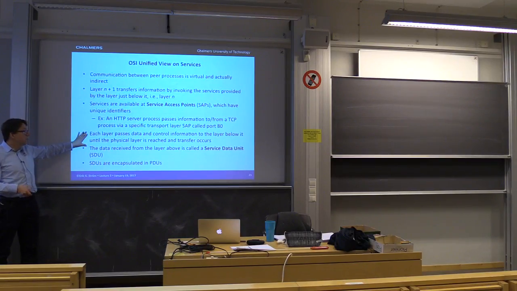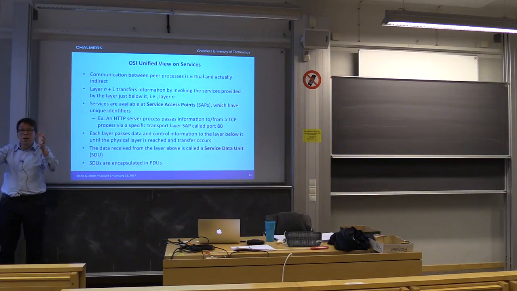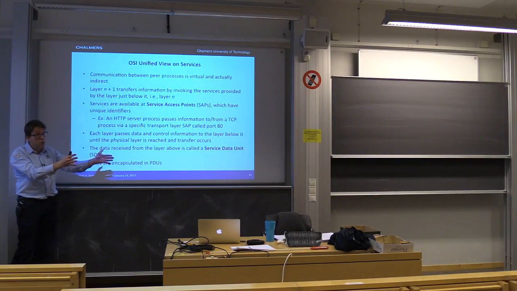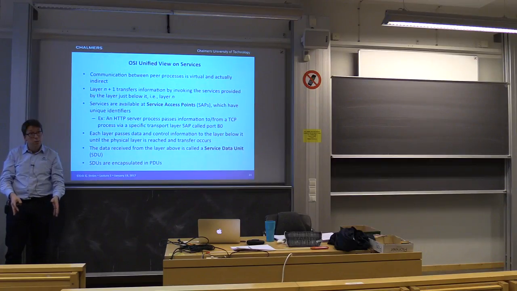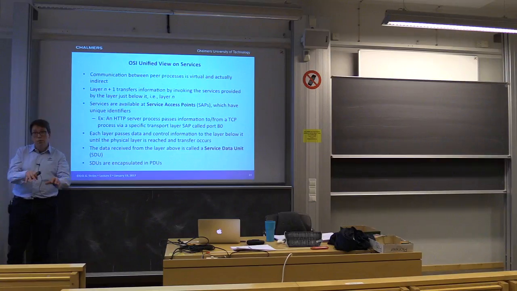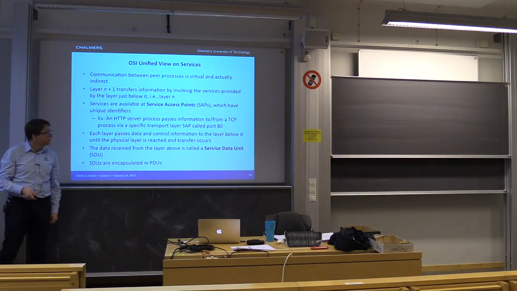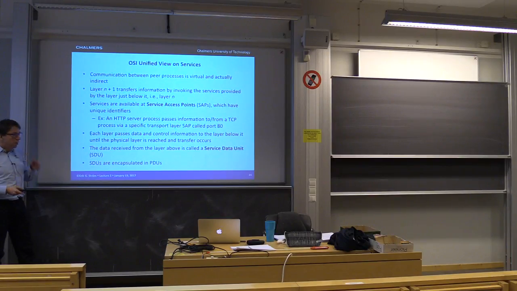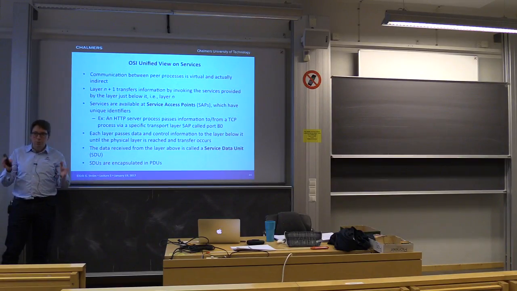Each layer then passes data and control information to the layer below. If I get some data here and would like to send it virtually, horizontally, what I need to do is push it down to the layer below it. Then I need to instruct the layer below it where this should go. So I need to provide some control information, addresses, and so forth. But that's separate from the data that I would like to transmit. The data I would like to transmit is my protocol data unit, which consists of the data I got from above plus my own header.